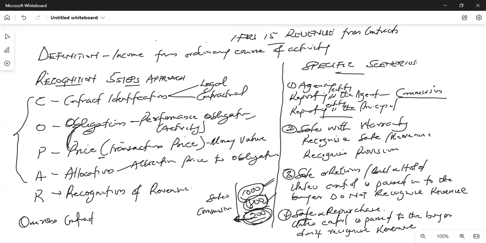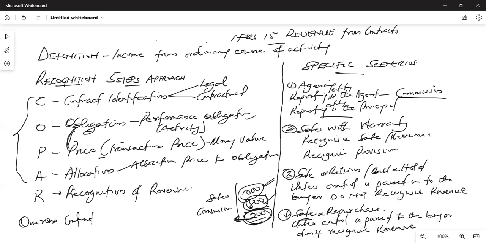Okay, so for those of you who just joined, this is the recognition criteria for revenue, right? You have to identify a contract, either legal or constructive. You have to identify the performance obligations that each party is supposed to do. Then the price, which is the money aspect of the contract. You allocate the price to each obligation, okay? And when the obligation is performed, then you can actually recognize the revenue to that obligation.